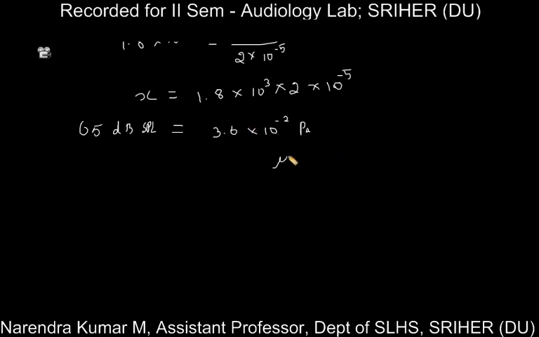If I need to write the answer in micropascal, pascal is a larger value, micropascal is a smaller value. So when I convert a larger value to a smaller value, I need to multiply, so to the power 6. Multiplying this value by 10 to the power 6, 3.6 into 10 to the power minus 2 will become 3.6 into 10 to the power 4 micropascals. So 3.6 into 10 to the power 4 micropascals corresponds to a value of 65 dB SPL. You can cross check this.